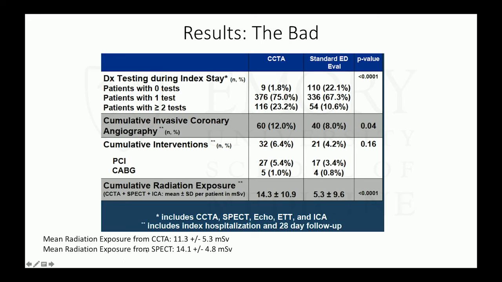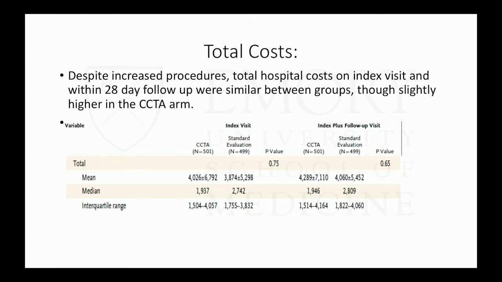Now, when you look at radiation exposure of fair modalities, CTA to SPECT, the CTA arm did have a slightly reduced cumulative radiation exposure dose. Costs were essentially identical. It was actually slightly higher in the CTA arm than in the standard of care at the index visit and within 28 days. So 4,289 versus 4,060. So kind of a washout there.